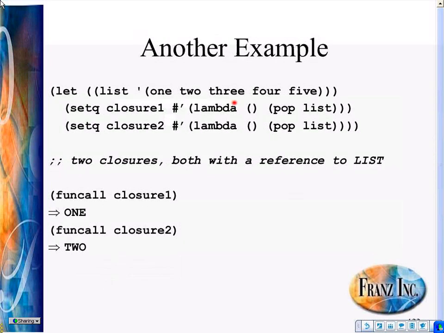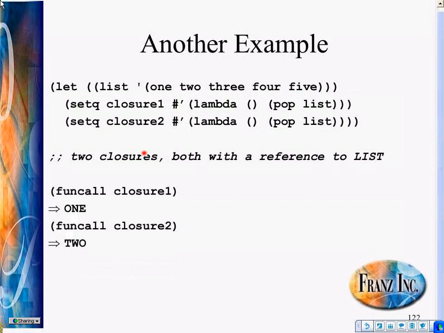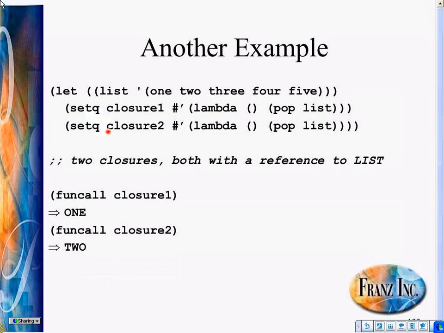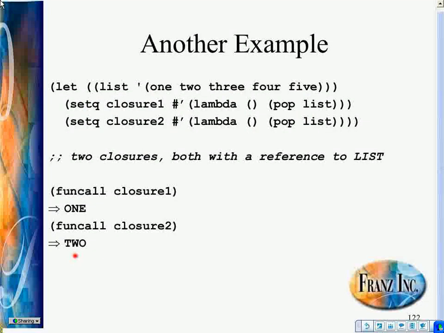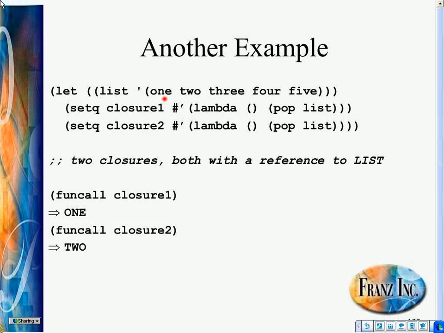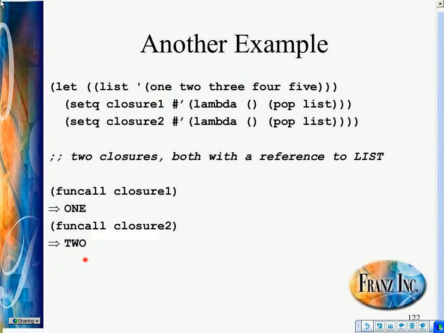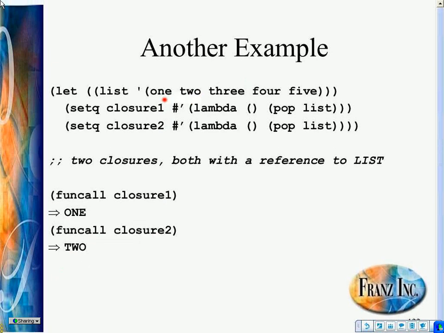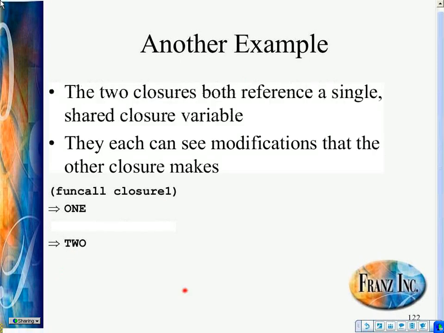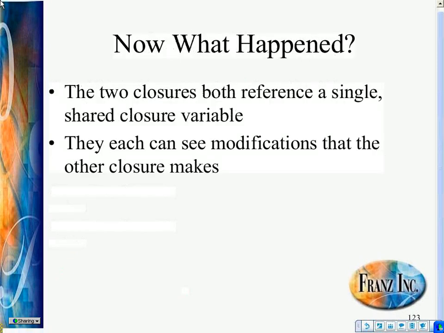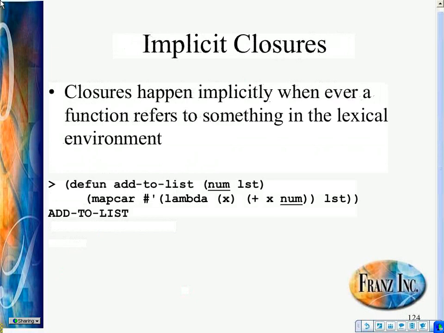Here is an example where closure 1 and closure 2 are both operating on the same list, and so we get 2. The value of this is a closure, the value of this is a closure, and notice they're both operating on the same list. So when we funcall closure 1, it pops off the 1, and now we funcall closure 2, it pops off the 2, because they're both seeing the same list here, not different lists. Both referred to the same variable.